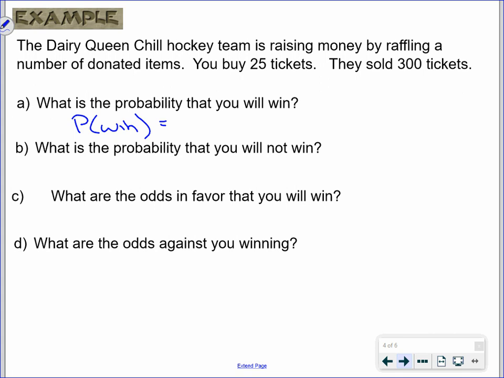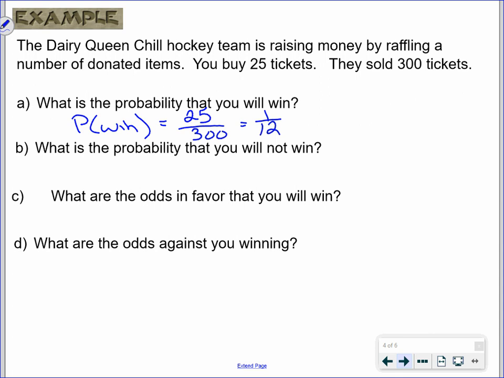So for the probability, we want the total number of chances you have of winning. So that's the 25 because you bought 25 tickets. Out of the total amount of tickets sold, which is 300. If we put this into lowest terms, you will have a 1 out of 12 chance of winning.